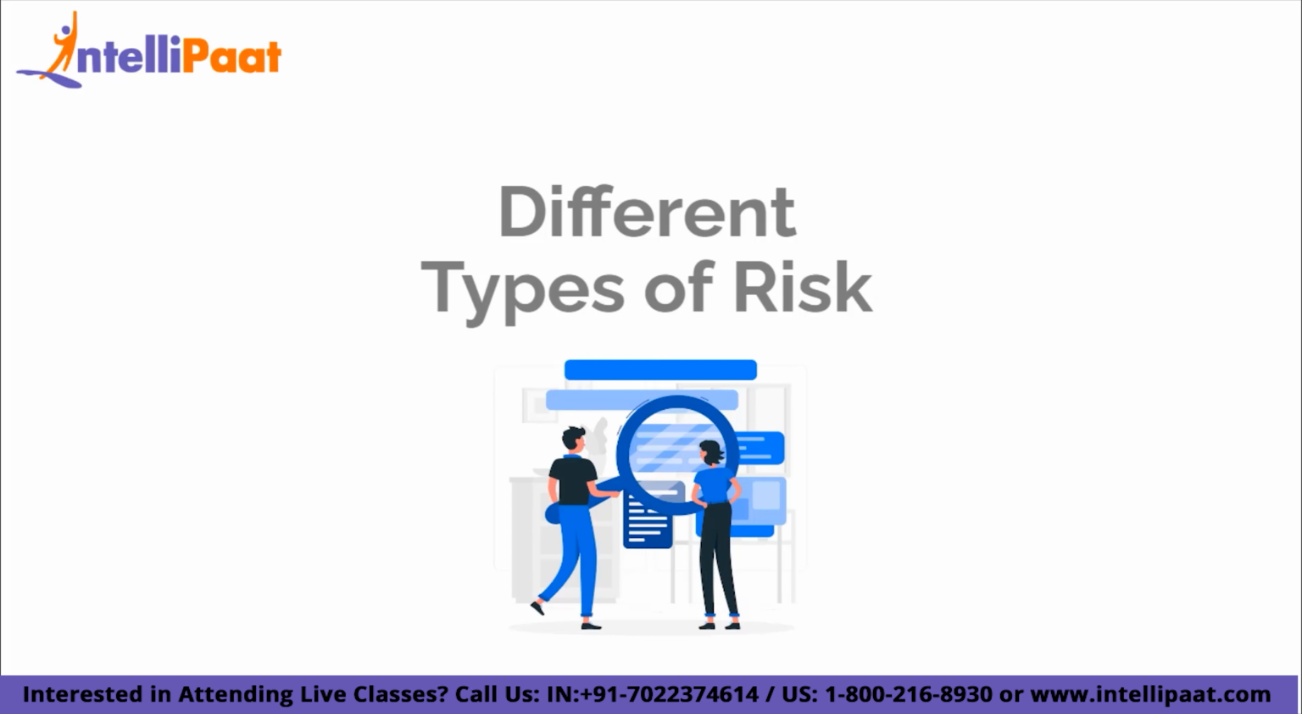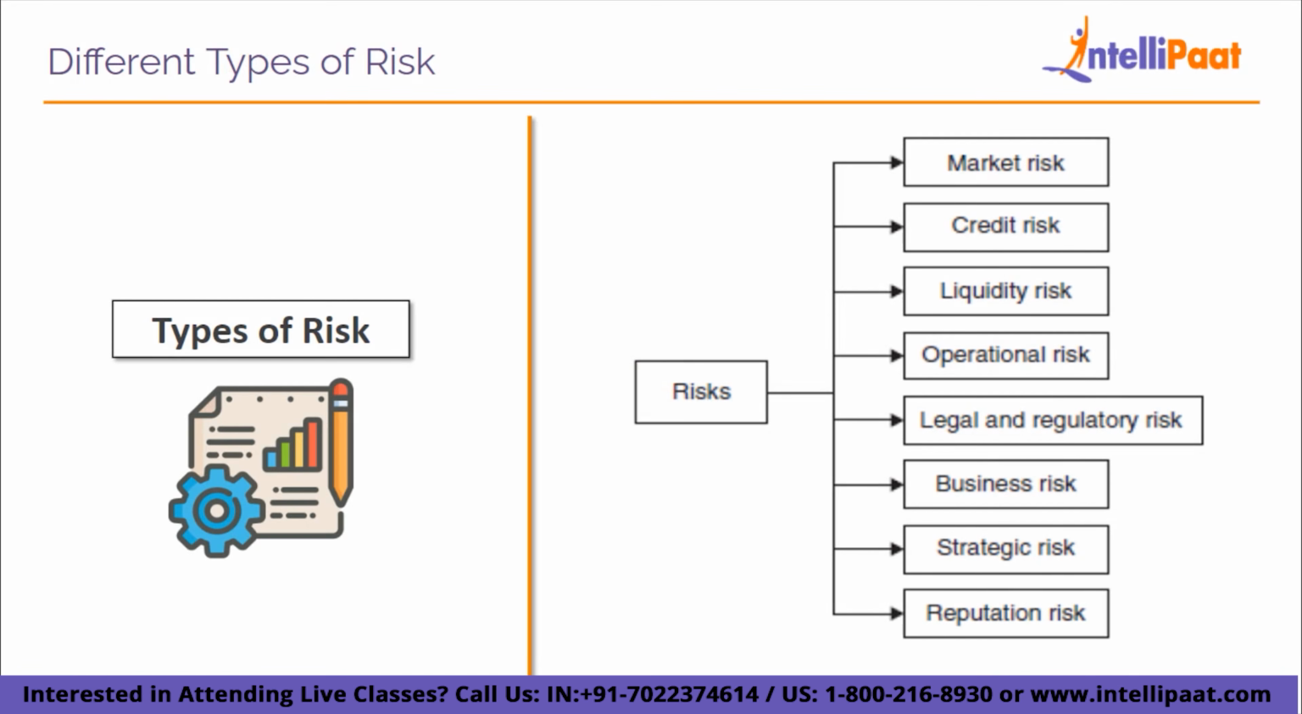The risk types that you see here on your screens are basically the different risks involved in a business setting. The first one you could see is market risk, then there is credit risk, liquidity risk, operational risk, legal and regulatory risk, business risk, strategic risk, and reputational risk. First of all, let us talk about market risk in detail.